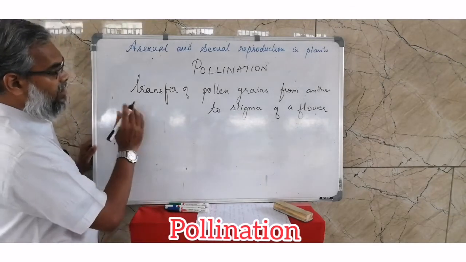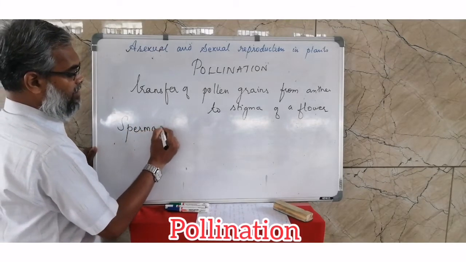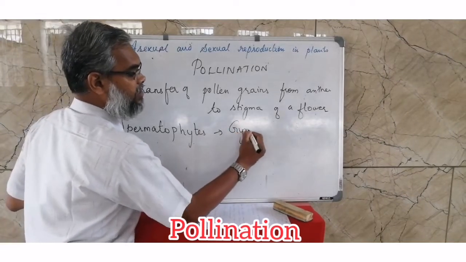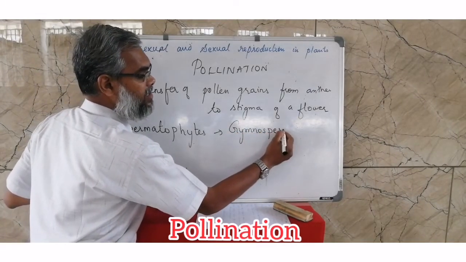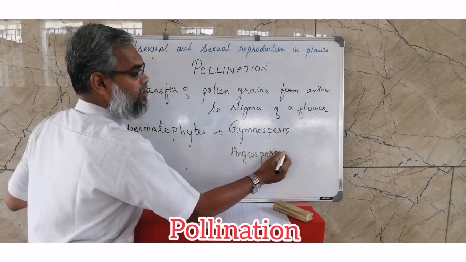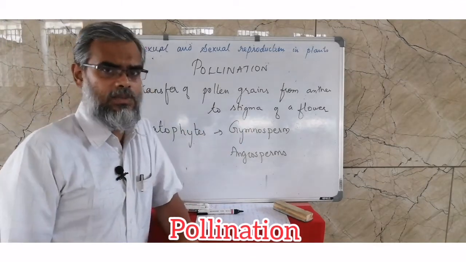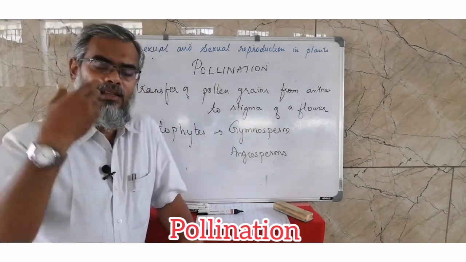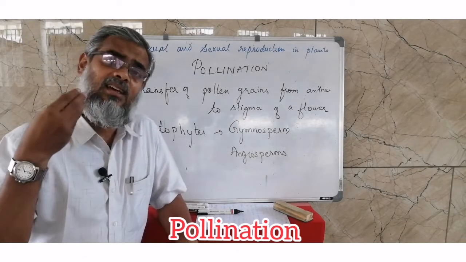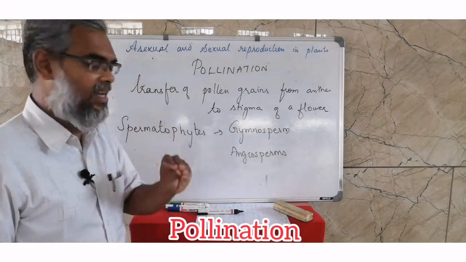Now, this pollination is the characteristic feature of all spermatophytes. So what are spermatophytes? Nothing but gymnosperms and angiosperms. So this pollination, that is the transfer of pollen grains from anther to stigma of a flower, occurs in all the plants of gymnosperm and angiosperm. But there is a slight difference.